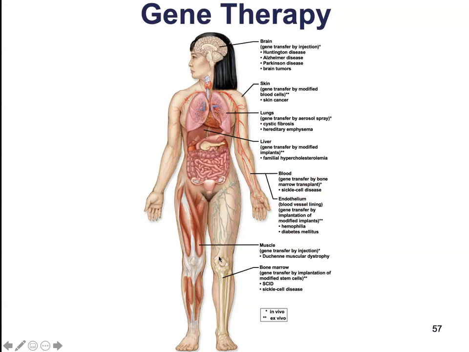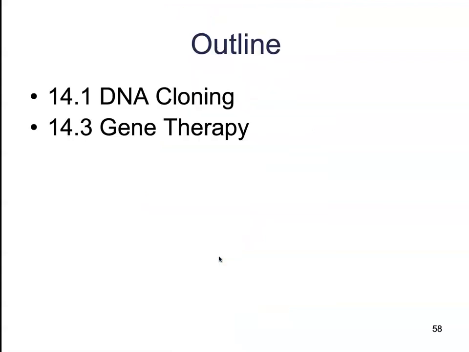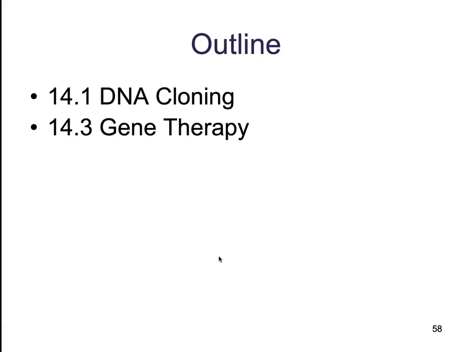I'm not going to read through all of them, but there are a lot of different genetic disorders that can be treated by gene therapies, and depending on what the disorder is, they're all going to have different injection methods, just depending on how we can or how we need to get that gene to the affected organ as quickly and as efficiently as possible. All right, in this chapter, we talked about gene cloning or DNA cloning and gene therapy.